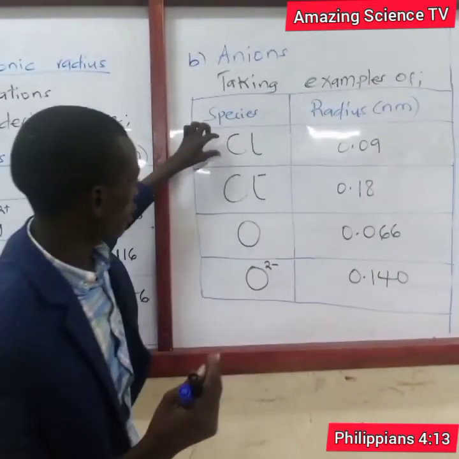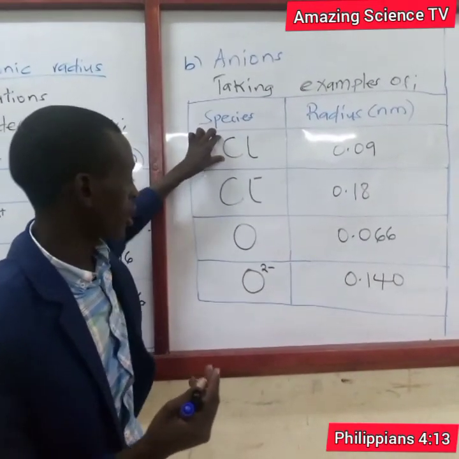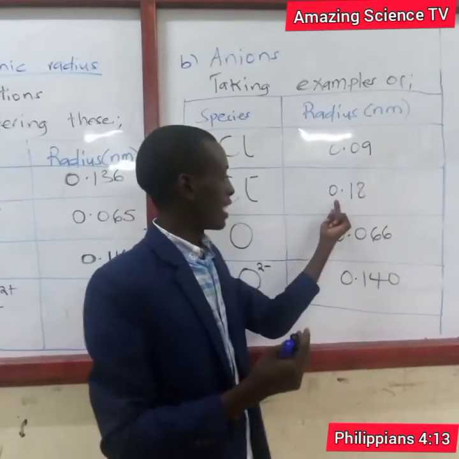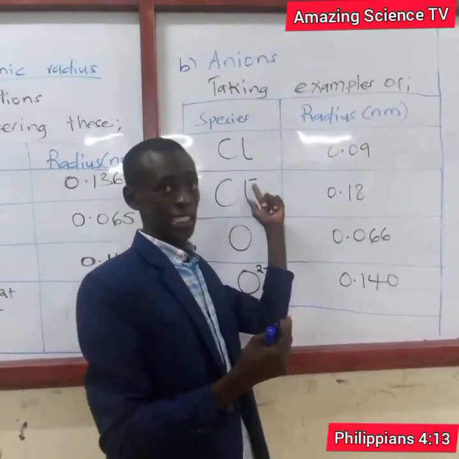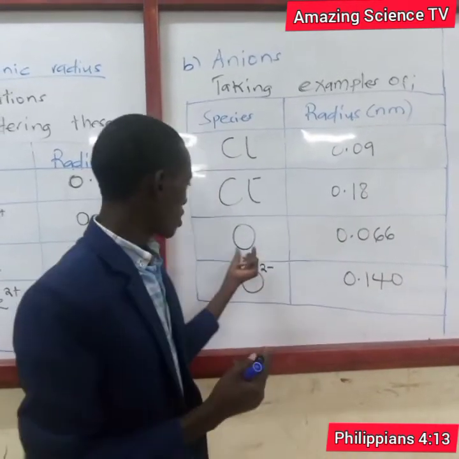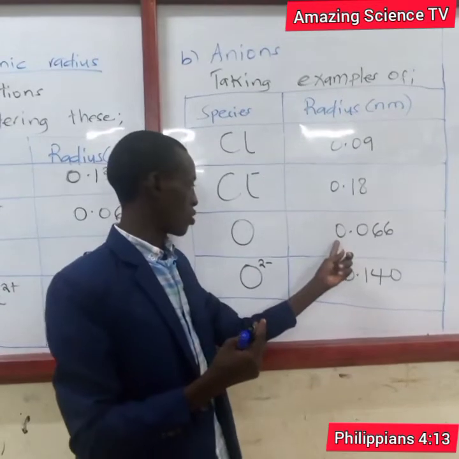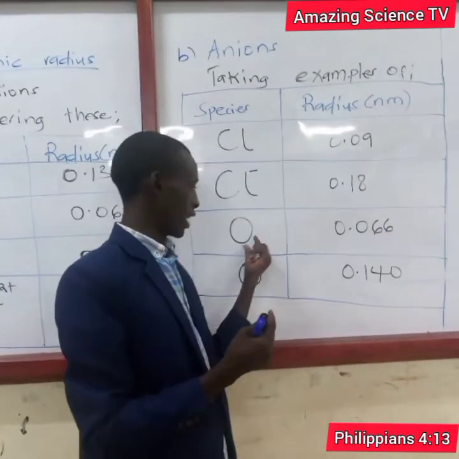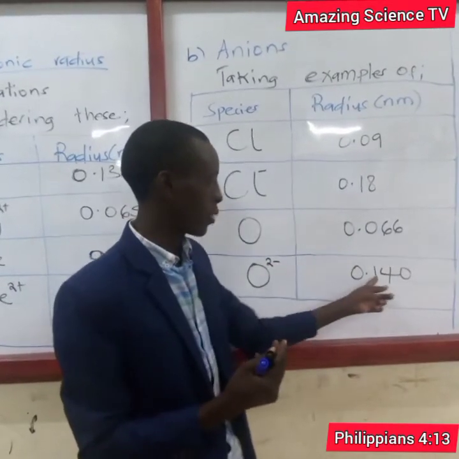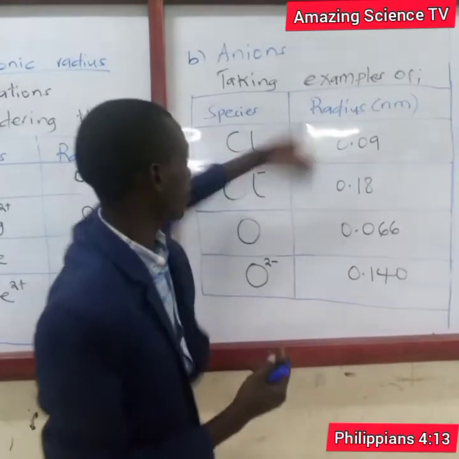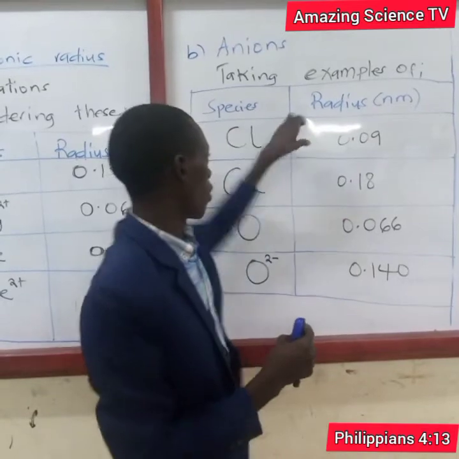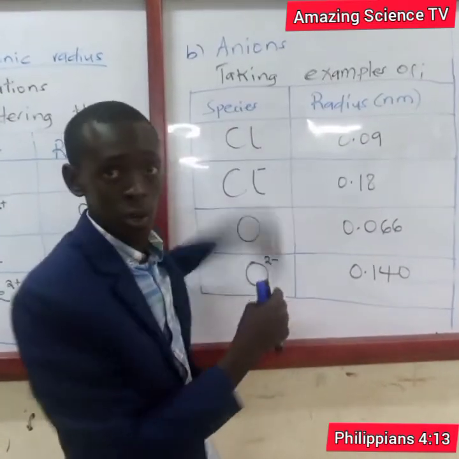We are taking a consideration of chlorine and oxygen. So chlorine, we see that it is 0.09, and the chloride ion, after gaining one electron, we see it is 0.18. Also oxygen, we see it is the same trend. It is 0.066 for the atom. Then for the ion, after gaining the two electrons, we see it is 0.140. Which trend do we see here? We see that ionic radius will increase in comparison of the atom and its corresponding ion.